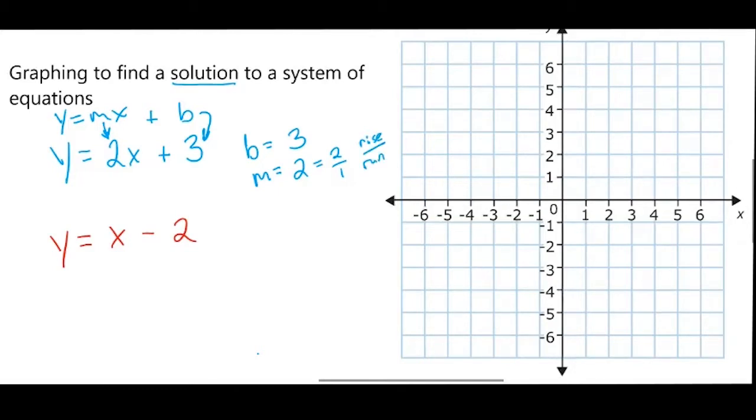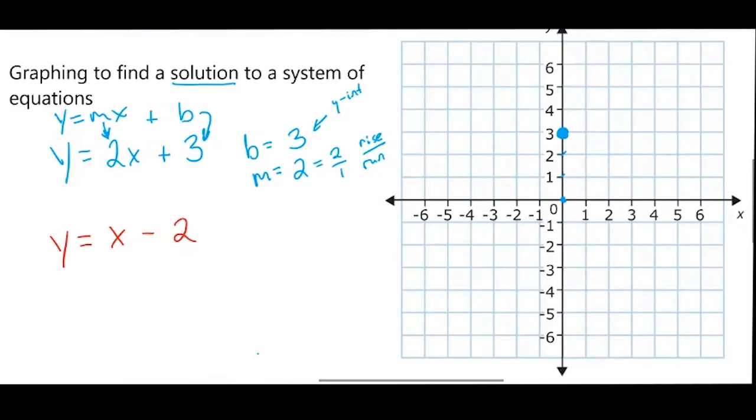All right, so let's graph this one. B is 3, so this is the y-intercept. That means it's where it crosses this axis. So it crosses at positive 3. I start in the middle and I go up 3: 1, 2, 3. And that is my y-intercept.